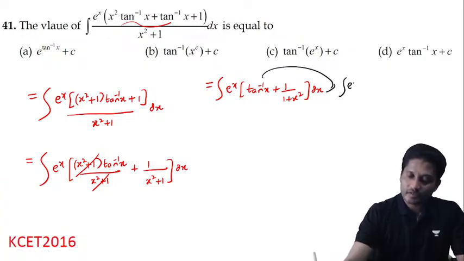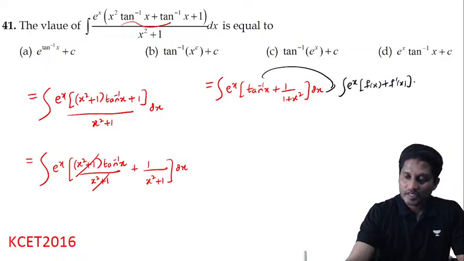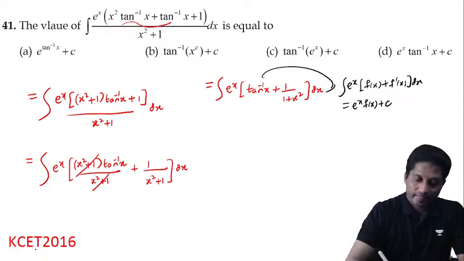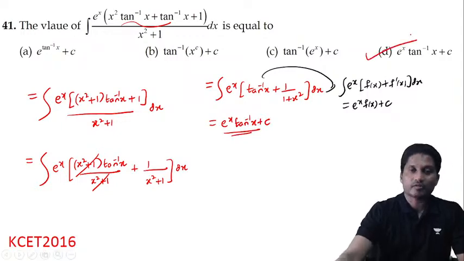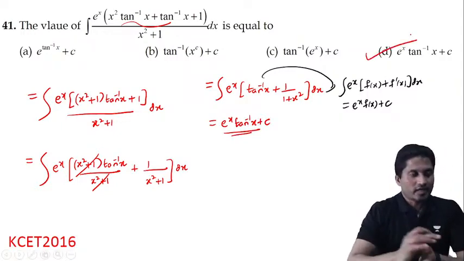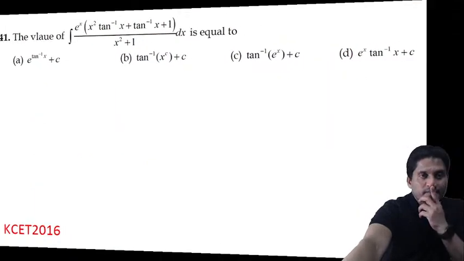So this is in the form integration of e power x into f of x plus f dash of x. The formula is e power x into f of x plus c. It should be written as e power x tan inverse of x plus c. The answer is option D. Alright, now let's move to the next question.